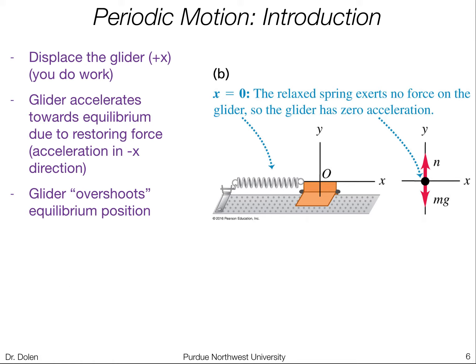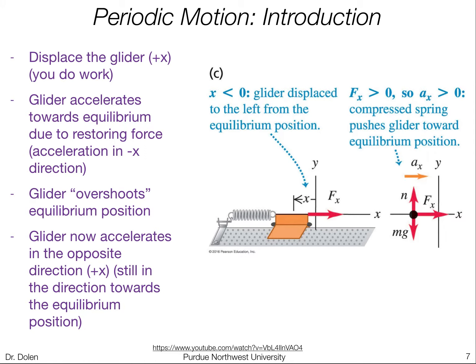It's going to pass to the left, and once it moves to the negative displacement, we're going to now compress the spring. Once you're compressing the spring, we now have negative displacement but a positive force. So this time we have acceleration in the plus x direction. So that's going to cause this glider to slow down, stop, turn around, and accelerate again back towards the equilibrium position. Okay, so the net effect is that this object is going to accelerate back and forth and oscillate.